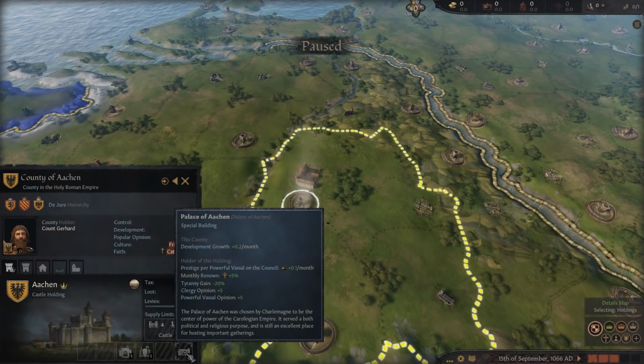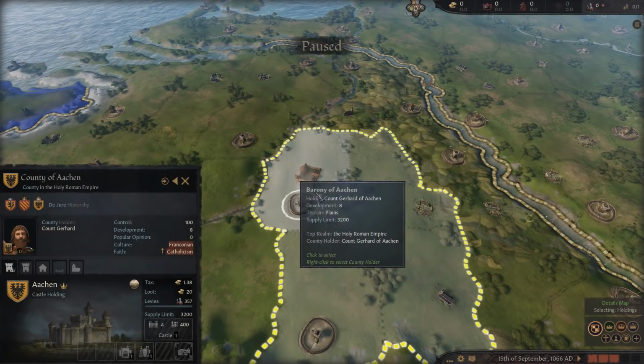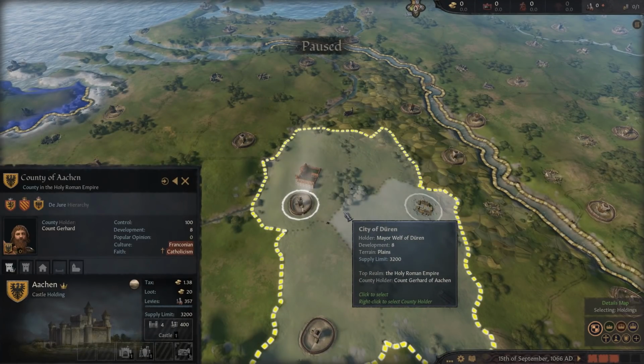So what does this give you? County-wide, a +0.2 development growth, but it's for the realm where this one is important. Prestige per powerful vassal on the council of +0.1 per month. Monthly renown of +5%. Tyranny gain gets dropped by 20%. Clergy opinion of +5, and powerful vassal opinion of +5. It's really cool that they included this graphically in the game also.